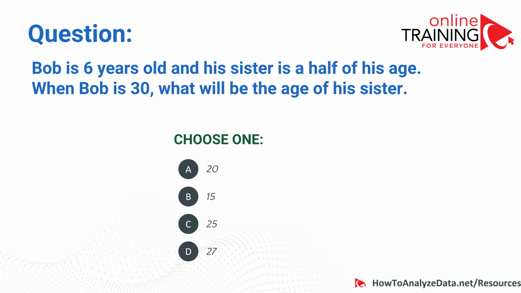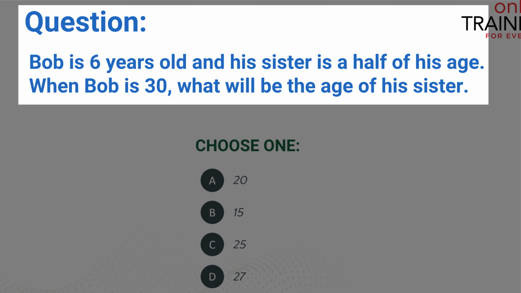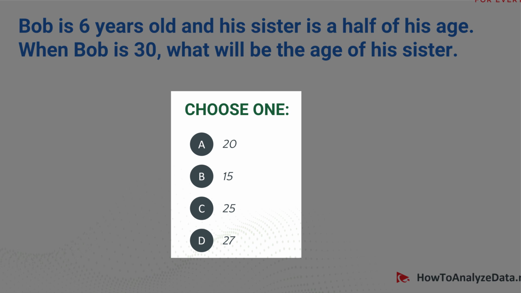Here's another tricky question which can confuse you easily during the test. Bob is 6 years old and his sister is half of his age. When Bob is 30, what would be the age of his sister? And there are 4 choices: 20, 15, 25, and 27. Which one do you think is right?